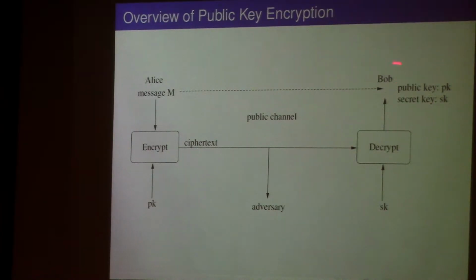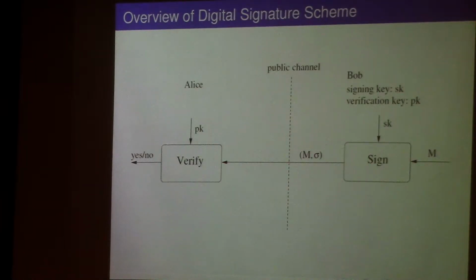So the receiver Bob has a public key and a secret key. The public key is published in a public directory, so everybody knows the public key, and only Bob knows the secret key. So this is how encryption works. And now we look at digital signatures, which is what the content of this talk is about.